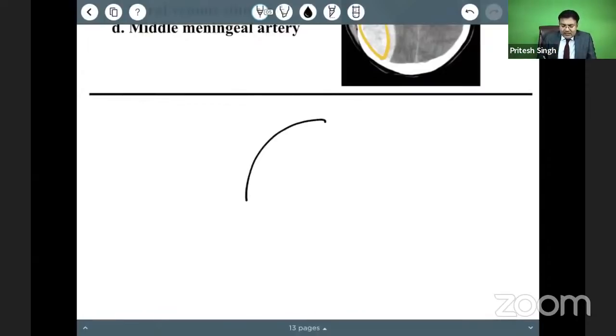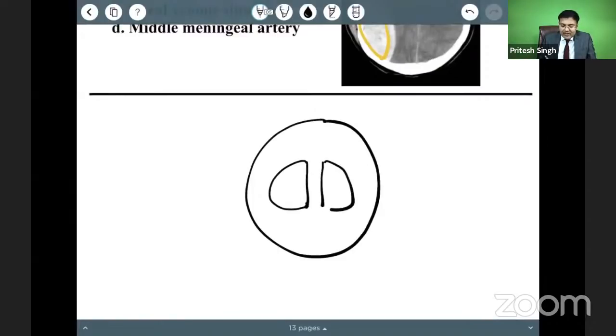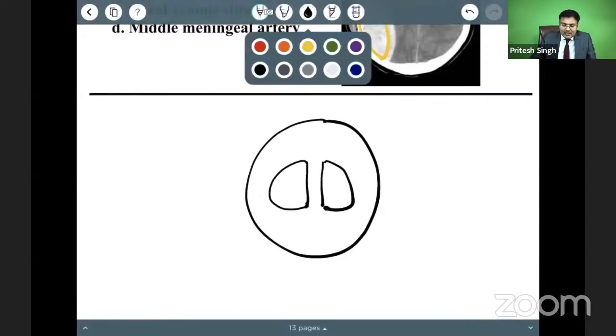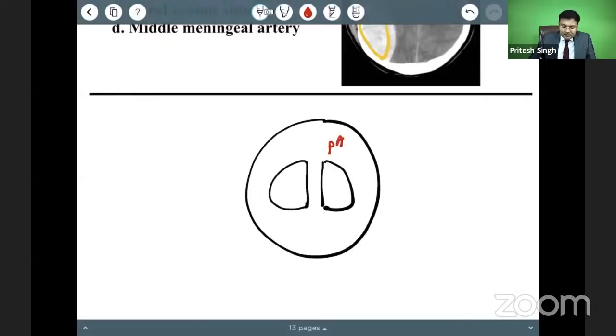You can see this is the skull. Easy. And beneath the skull, imagine this is the brain, right? Between the skull and brain, there is a pad. And what is this pad? Obviously, D means dura. After that, A means arachnoid. And after that, P means pia. Simple. So what happens in extradural hematoma?